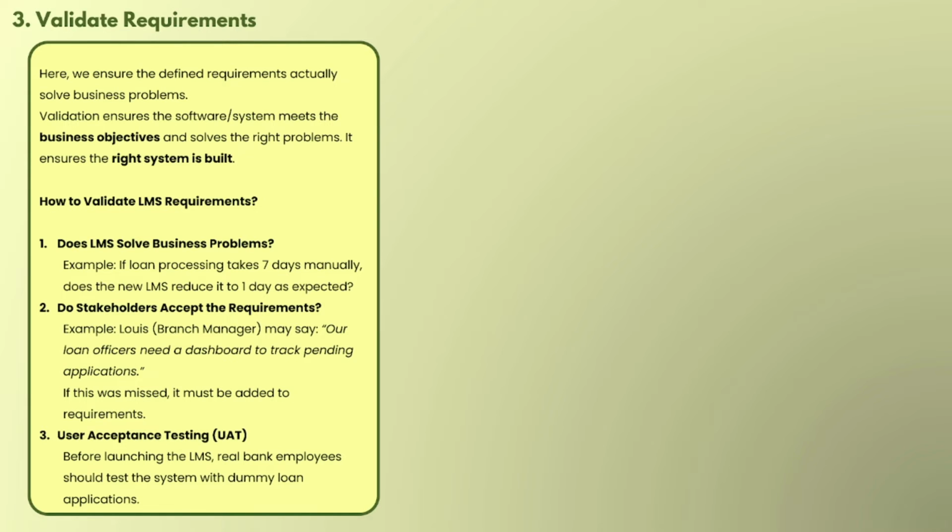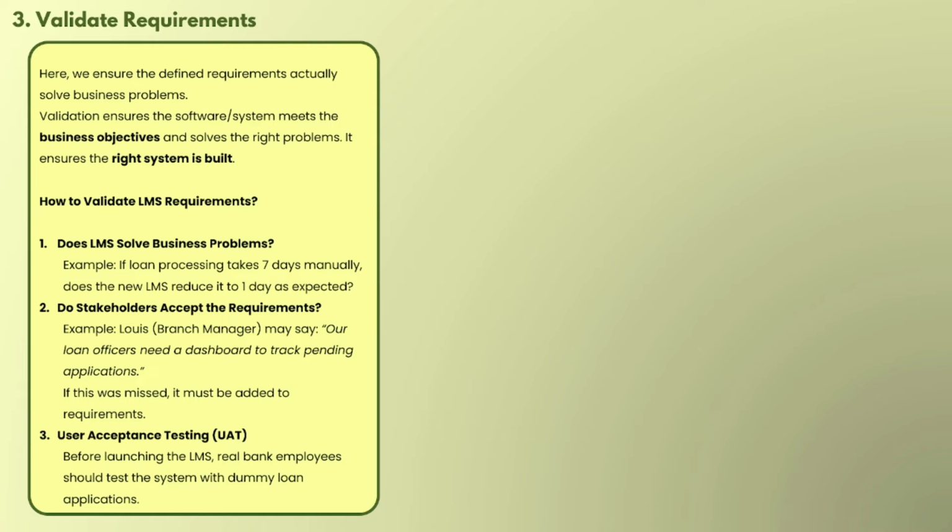Here we check that the system we are building aligns with the business goals and will deliver the results we need. We make sure we are building the right system for the right reason. So now let's collate this with our loan management system, and we will see how we are validating the requirement for the loan management system. Well, very first is, does LMS solve the business problem?